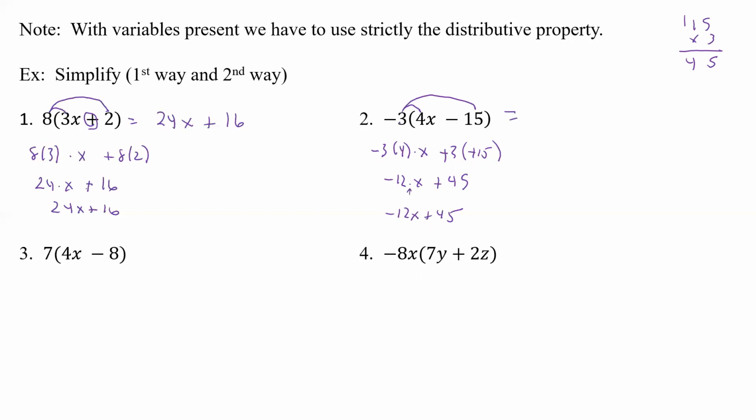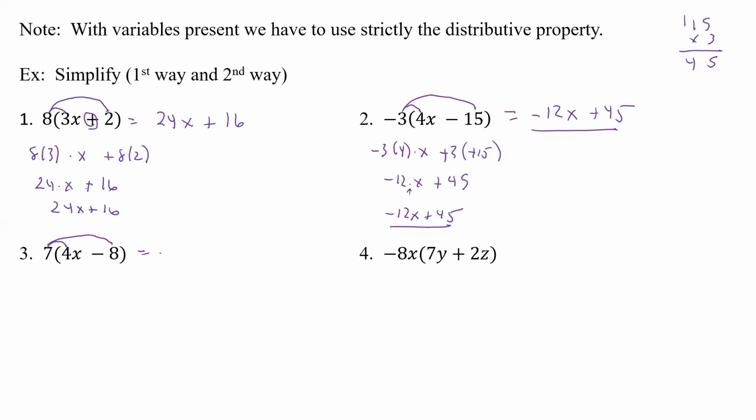Or we can say, well, a negative 3 times 4 is a negative 12x. Negative 3 times a negative 15 is going to be a positive 45. And so we get that, and again, they match, okay? So let's do the bottom one here. We're going to distribute here and then here. So let's do the right way first.